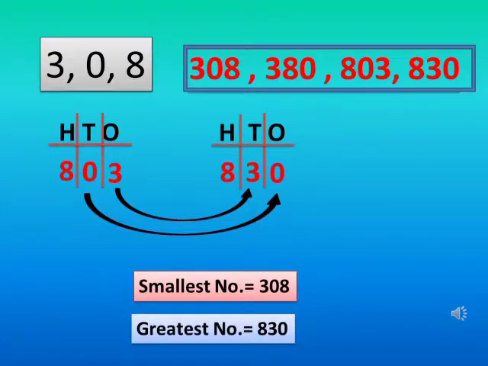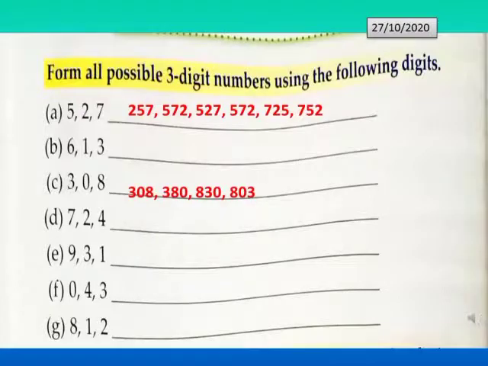Remember, with one of the digits 0, we can form only 4 different numbers. Now, you will do the remaining part of this question in your book and check your answer from the given picture.